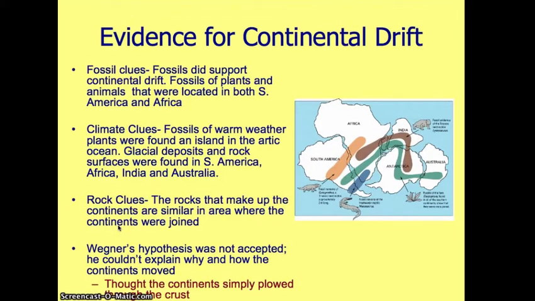So Wegener looked for much evidence throughout the entire world for continental drift, and he came up with three main points of evidence. The first one was fossil clues. Fossils did support continental drift. Fossils of plants and animals were located in both South America and Africa. The same type of fossil, for instance, a type of alligator, might have been found both in South America and in Africa. Well, we know that the alligator couldn't swim there, so how did the fossil of that animal get to both places? Here on this map, you can see the different types of animals and where they were found all over the different parts of the world. So they must have been connected at some point.